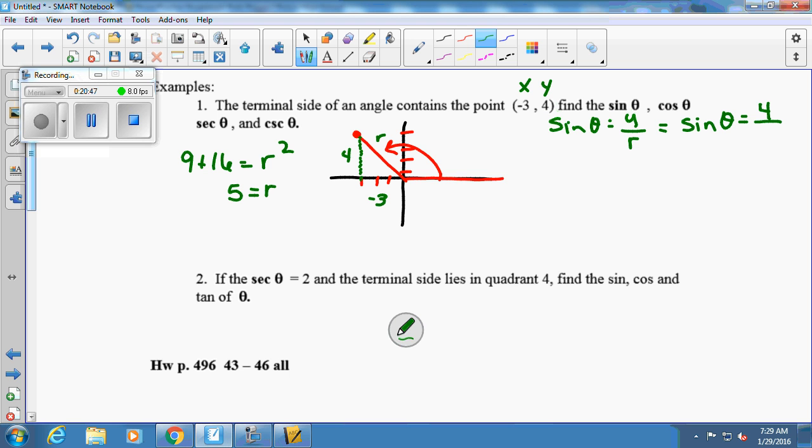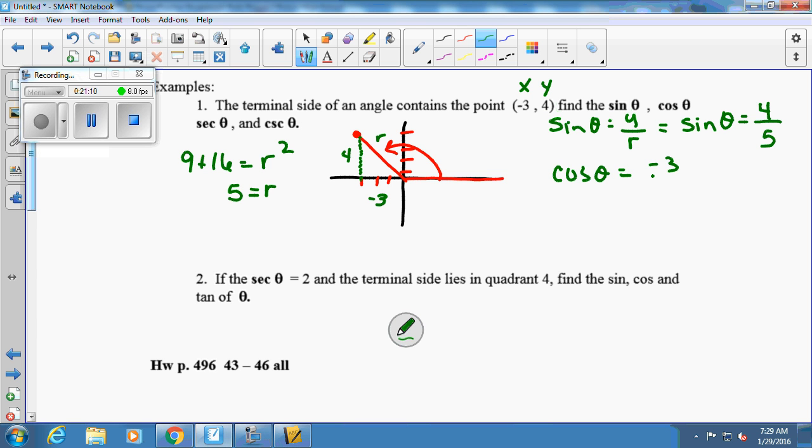Who is your r? Have you found the sine relationship? Okay, what do you think? It says now I need to find cosine. Well, what is the cosine of theta equal to from what we just said on the back side? X over r, so who's x?